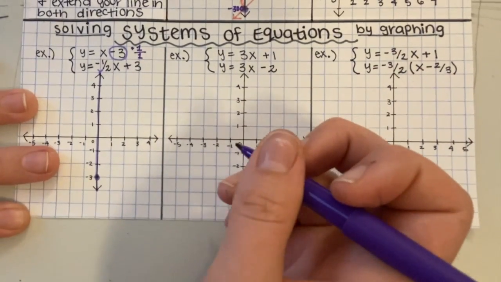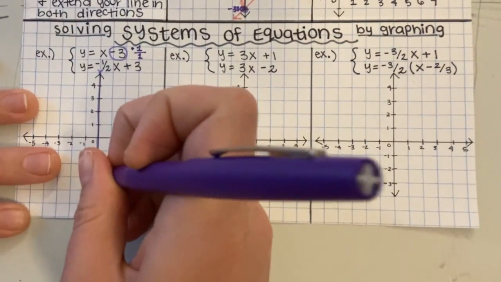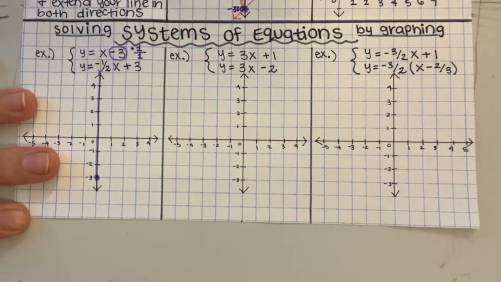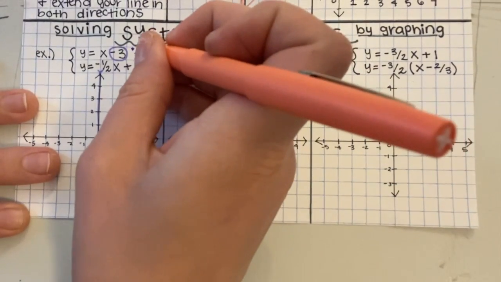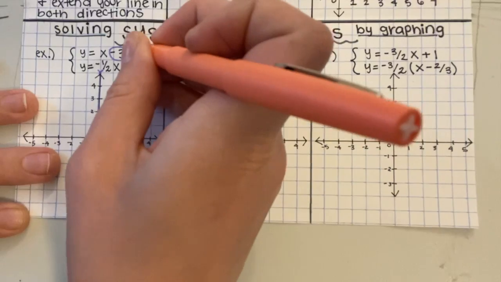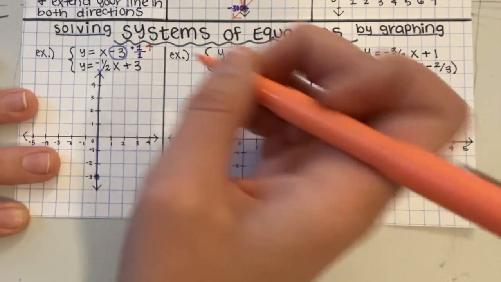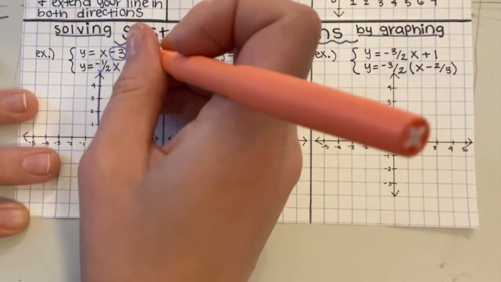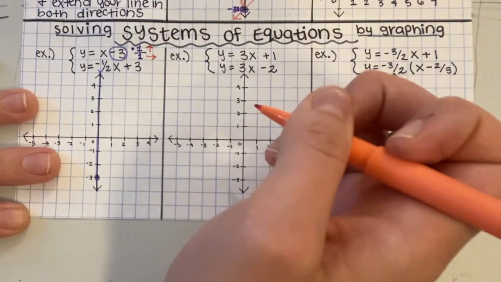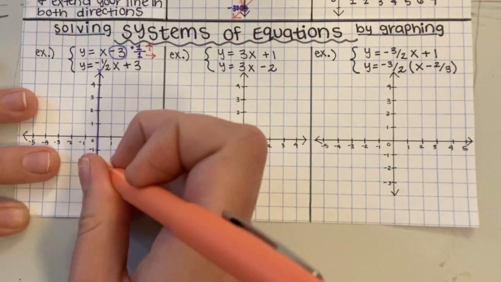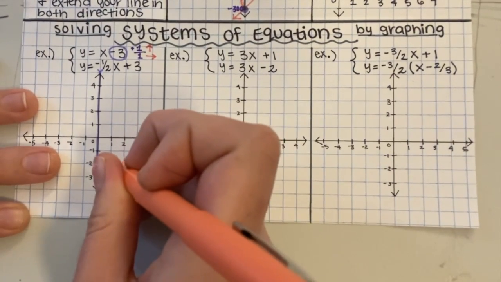Then I'm going to continue my graph. So if I've got a slope of 1/1, the numerator tells me how much up or down. We're going up in this case because it's positive. And the denominator tells me how many units to the right. So I go up 1, right 1.